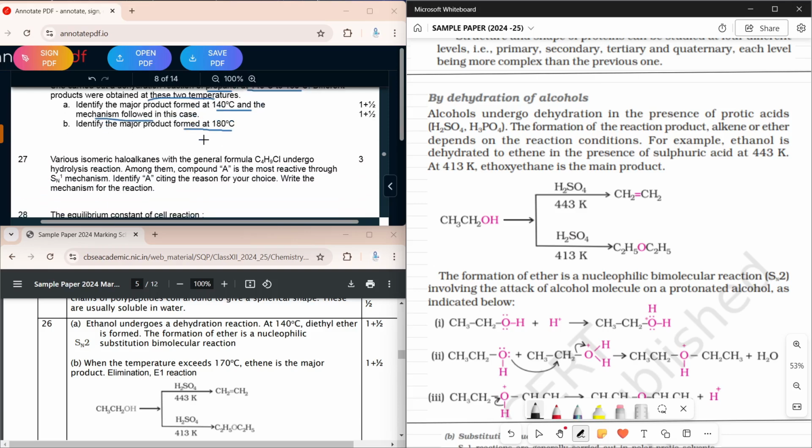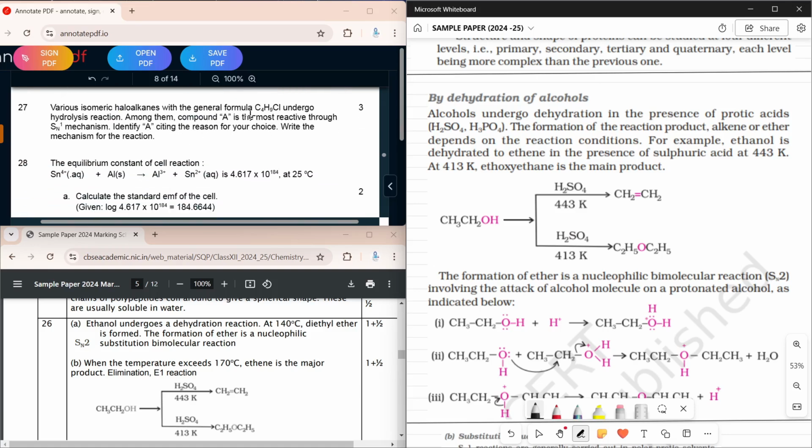All right, now the next question you have over here is various isomeric haloalkanes with the general formula C4H9Cl undergo hydrolysis reaction. Among them, compound A is the most reactive through SN1 mechanism. Identify A citing the reason for your choice. Write the mechanism for the reaction. So obviously it's from the chapter haloalkanes and haloarenes. And the moment you have, oh, which mechanism? Oh, SN1, why is it undergoing SN1?